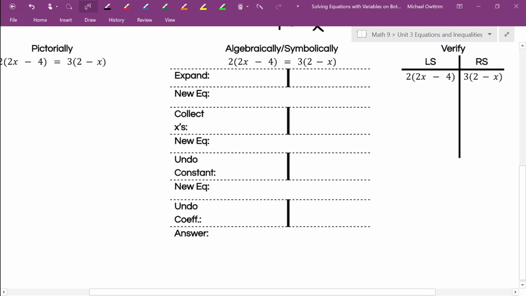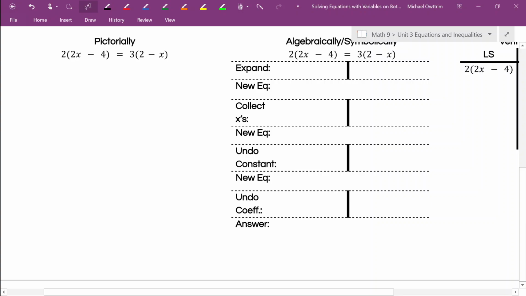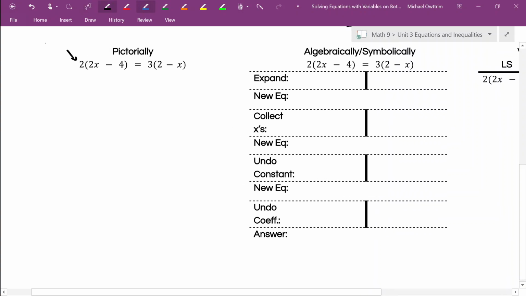The second question here, the only thing that's different is we do have our brackets on both sides. And we want to remember that the key to our brackets in our pictures is the idea of groups. So on the left side of the wall, we have 2 groups of tiles. And on the right side, we have 3 groups of tiles for our drawing. So let's start with that. Inside the brackets, I have 2 x's and our negative 4. So I'm going to go ahead and draw my 2 x's.